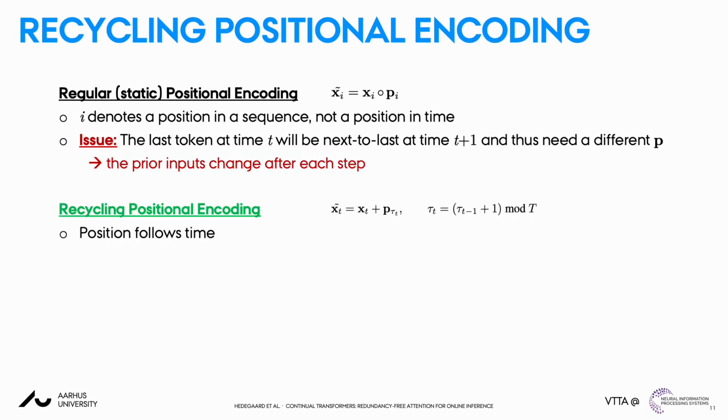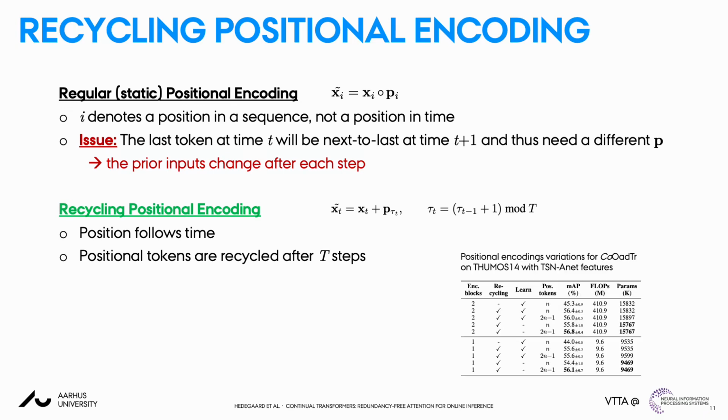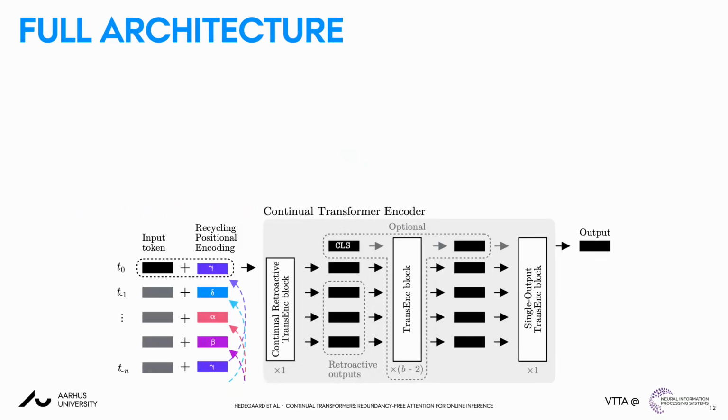As a solution, we propose to let the position be fixed in time rather than in sequence, and to recycle positional encodings when T steps have passed. In our ablation studies, we found this to be crucial for good performance during continual inference. Here we see the full continual transformer encoder architecture with recycling positional encoding and continual transformer encoder blocks.